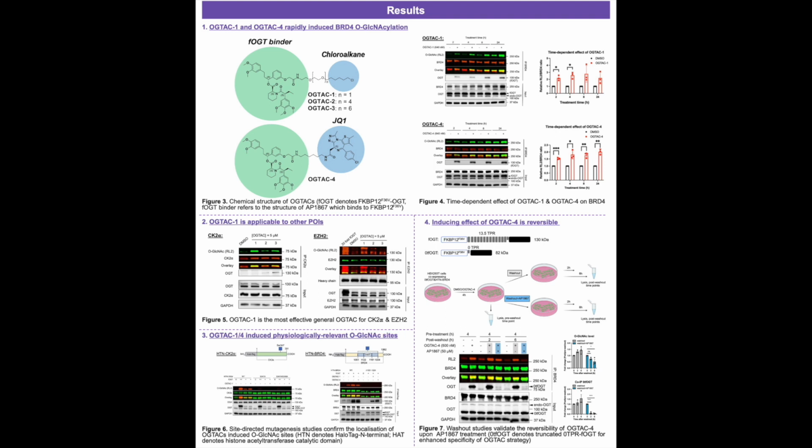And also, we set another group in which we added AP1867, which is a competitor for OGTAG4, binding to the 0 TPR FKBP-OGT. After competition, we can see clearly after 2 hours, the ternary complex between 0T-FKBP-OGT and the Halo-BRD4 was potently disrupted. And after 6 hours, we can see the O-GlcNAcylation level of BRD4 reduced to the original state.